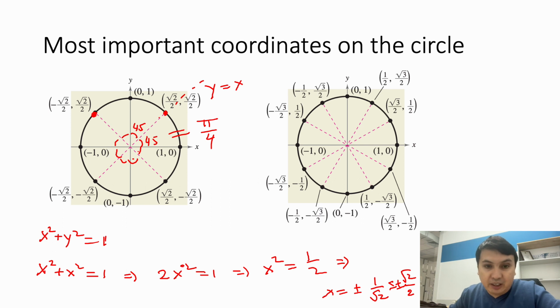Okay. Another interesting case is when you split the circle into 12 equal pieces. Well, so 360 degrees, right? If you divide into 12 equal pieces, you get 30 degrees, right? So that's my pi over 6. It's pi over 6, which means each one is pi over 6 or 30 degrees. Each one is 30 degrees.